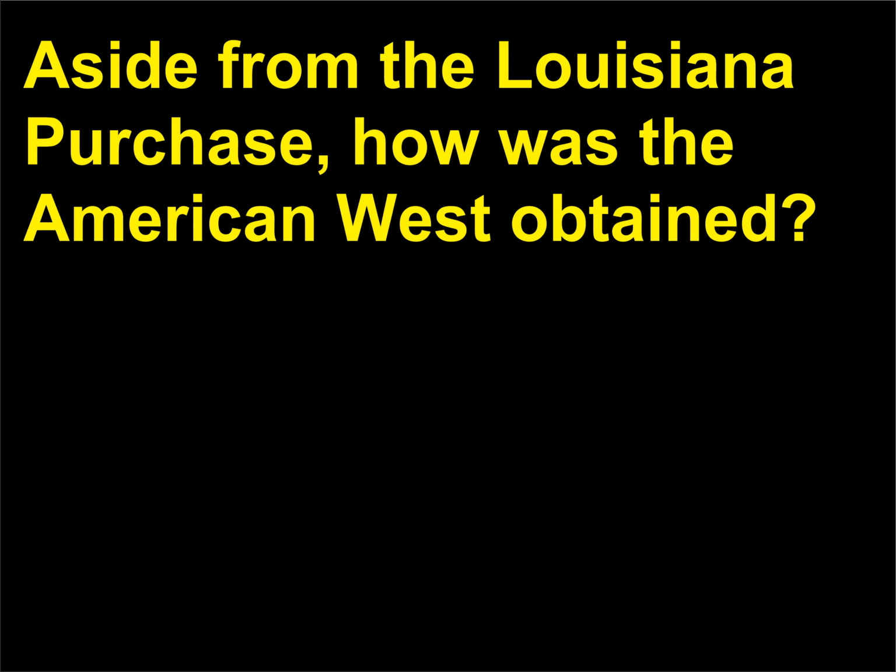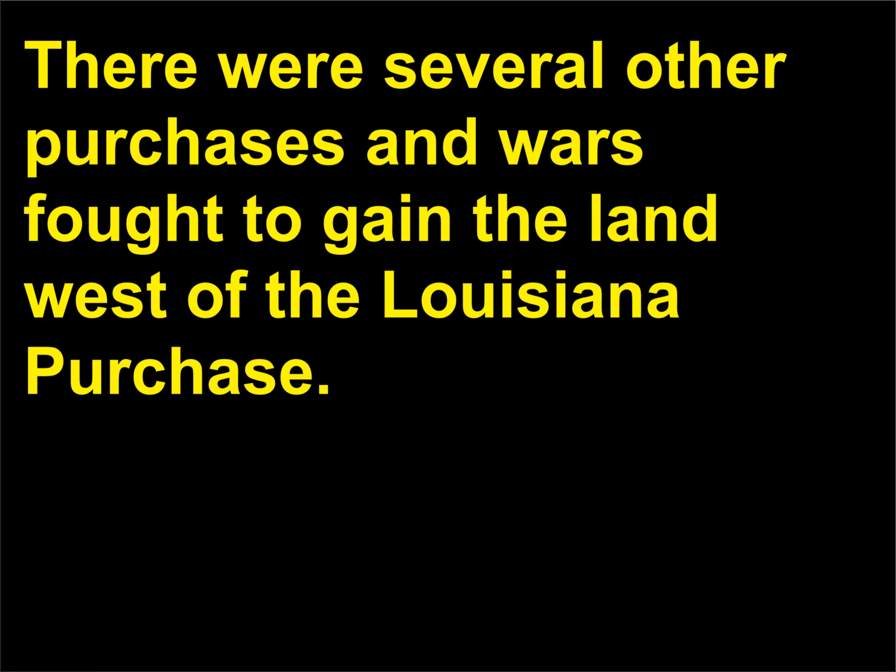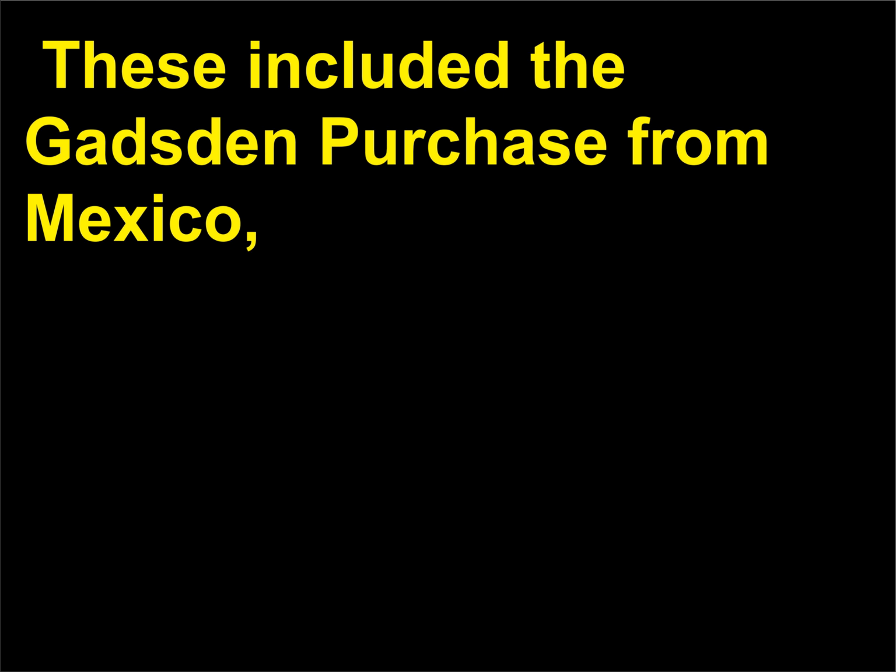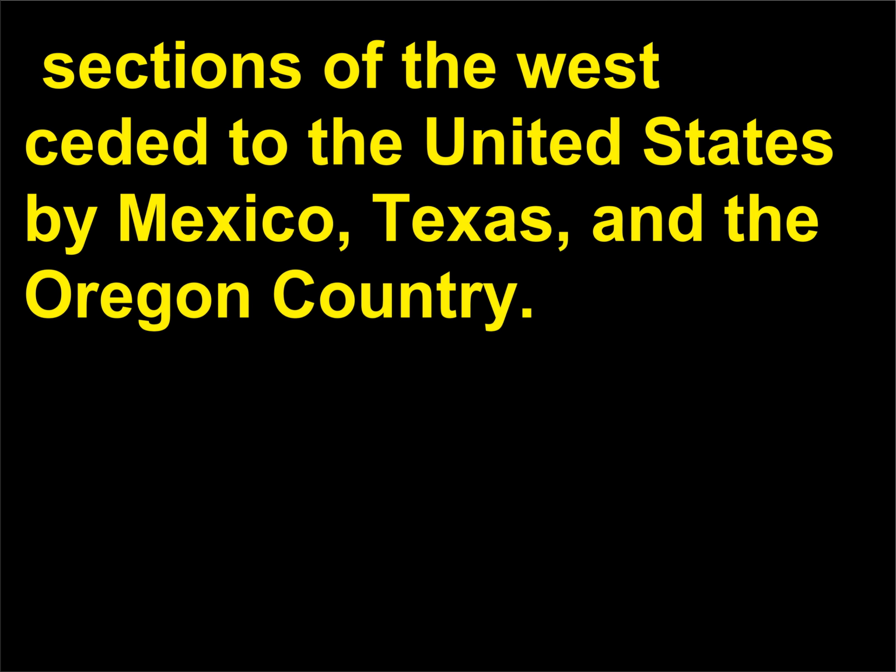Aside from the Louisiana Purchase, how was the American West obtained? There were several other purchases and wars fought to gain the land west of the Louisiana Purchase. These included the Gadsden Purchase from Mexico, and sections of the West ceded to the United States by Mexico, Texas, and the Oregon Country.